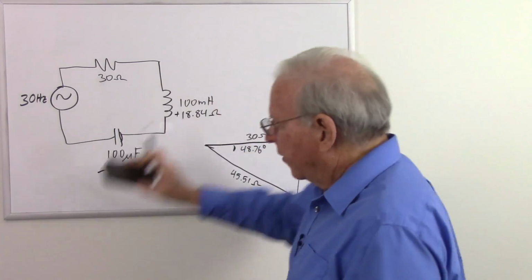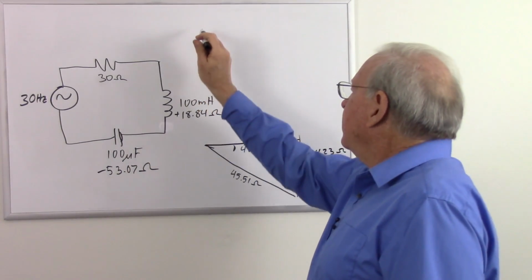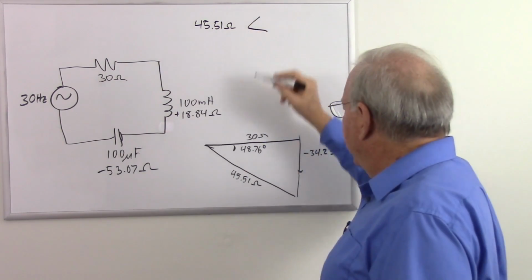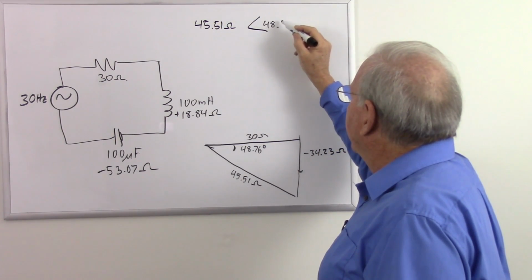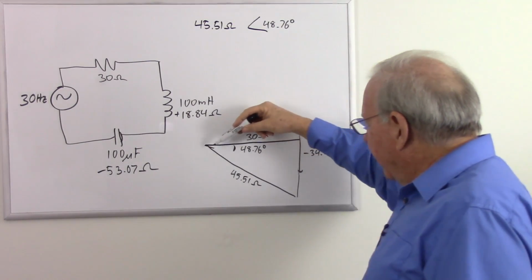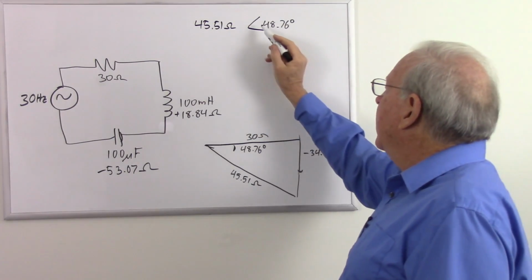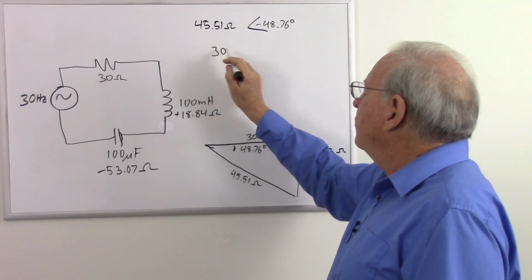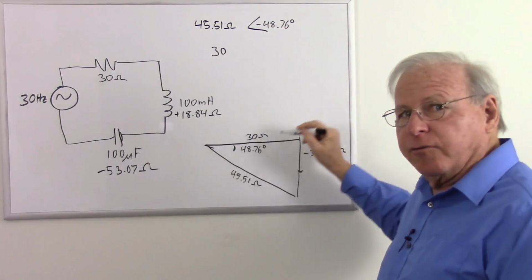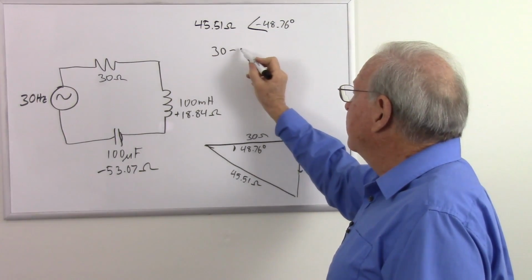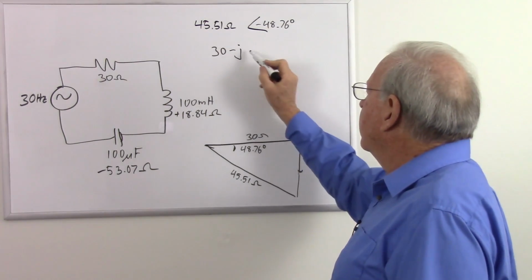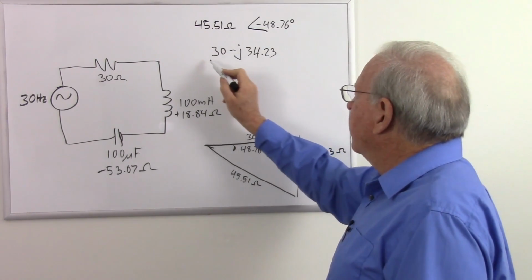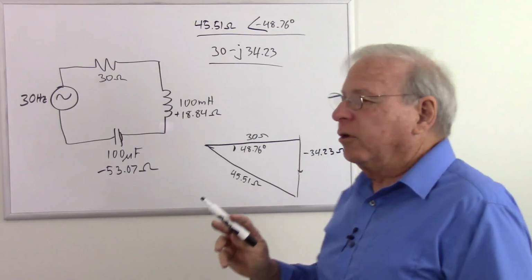So let's draw that notation up here. 45.51 ohms with a phase angle of 48.76 degrees. And that phase angle is negative because it went down. And if we want to use rectangular notation, once again, it's 30 ohms. And this time it's minus J because we make a right turn instead of a left turn. Minus J 34.23. And so there's rectangular notation and there is polar notation.